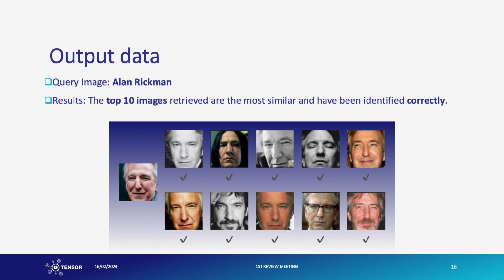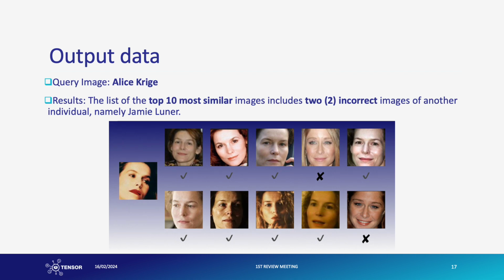In this slide, you can see an example of the module's output. Given the single image on the left, in particular an image of Alan Rickman, the system returns the top 10 images that are most similar to the input. In this specific example, all 10 images correctly belong to the same individual. This is another example where the list of the top 10 most similar images, compared to the one on the left, belonging to Alice Krieger, incorrectly includes two images of another individual, namely Jamie Luna.